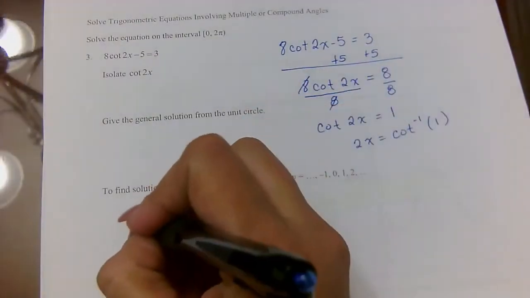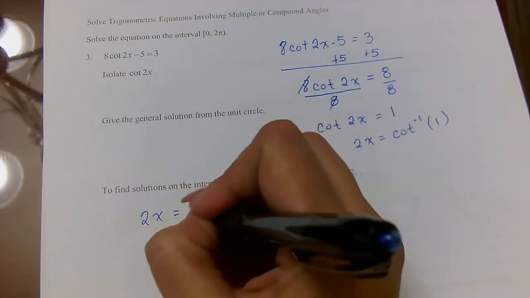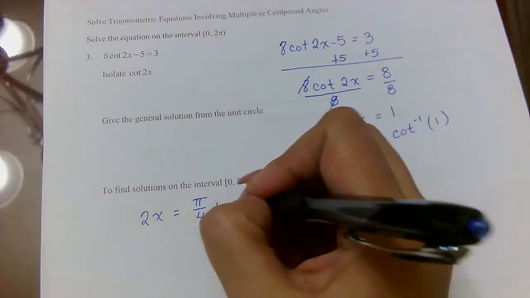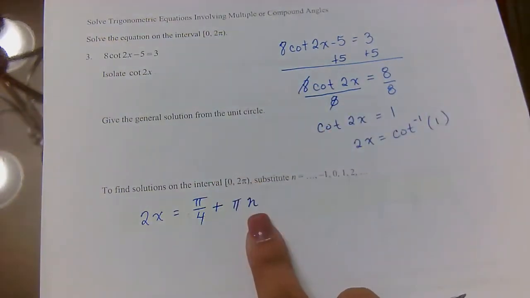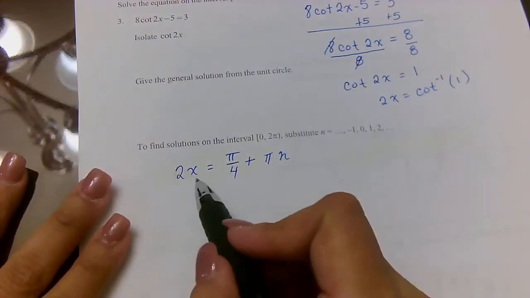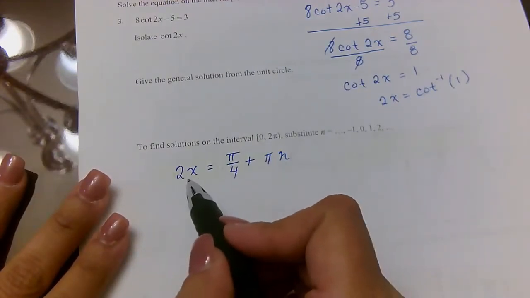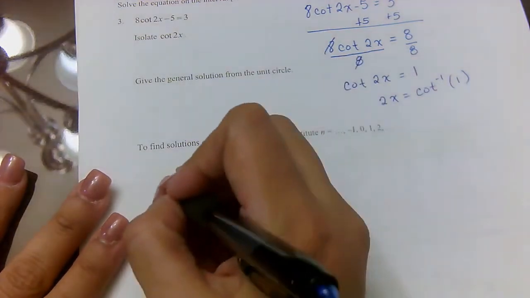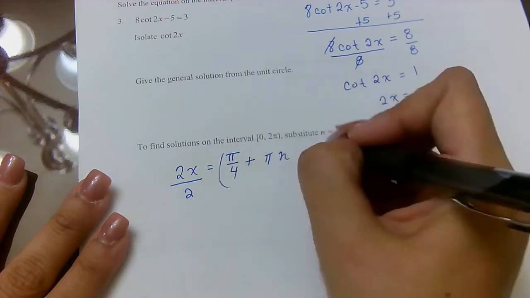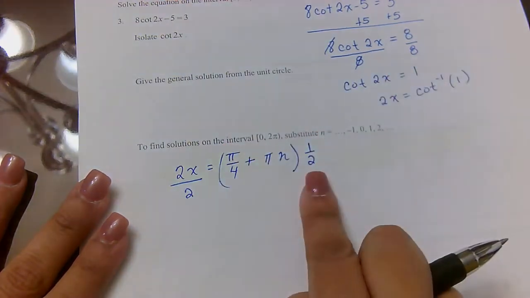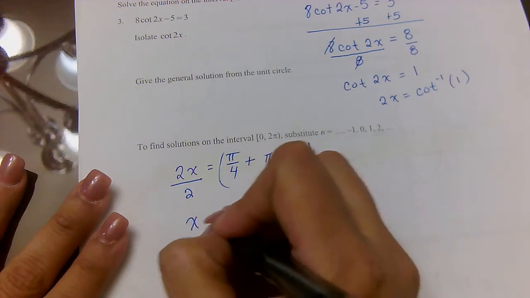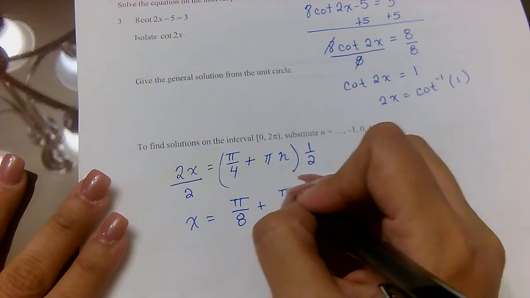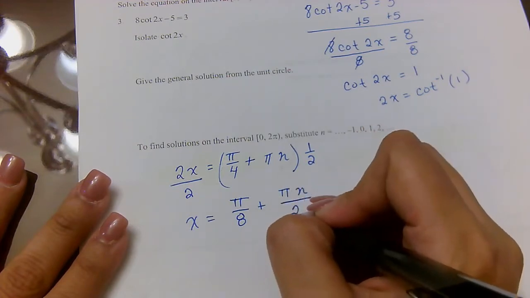So I'm going to write 2x is equal to pi over 4 plus, instead of using 2 pi n, we're going to use pi n, where n is going to be a real integer. Okay, the next thing we're going to do is notice that the x is not completely isolated. It still has the 2 in front of it. So what I need to do now is go ahead and divide everything by 2. So I'm going to do it like this, divide by 2, and then I have x is equal to pi over 8 plus pi times n divided by 2.